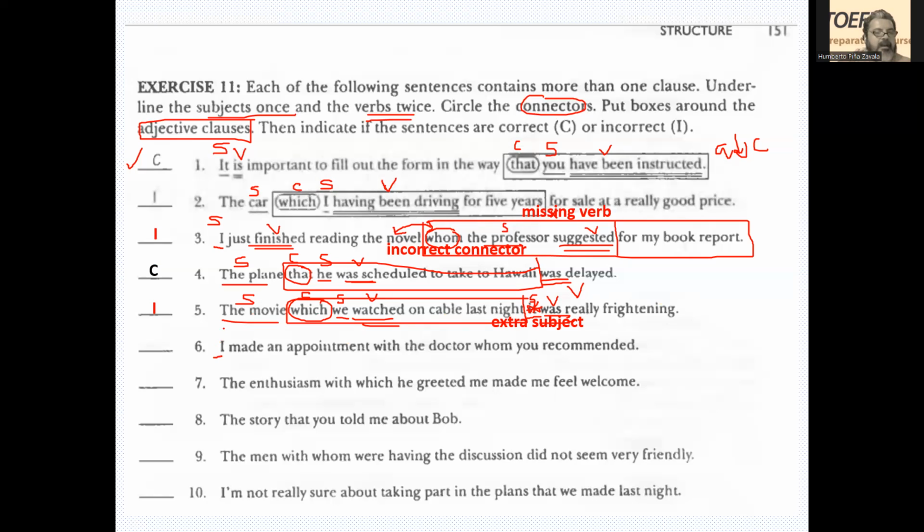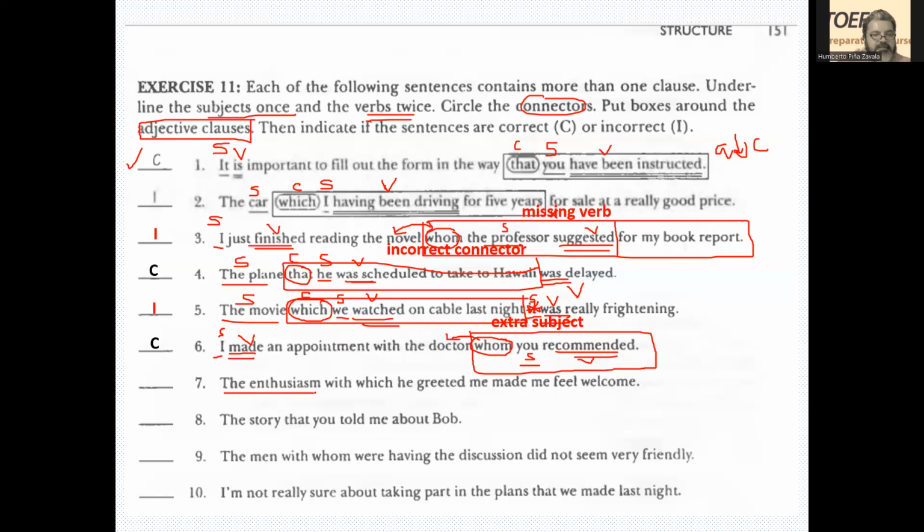Okay. I made an appointment with the doctor whom you recommended. Right. So we have subject, verb, whom for doctor, a person. So this is okay. It's correct.